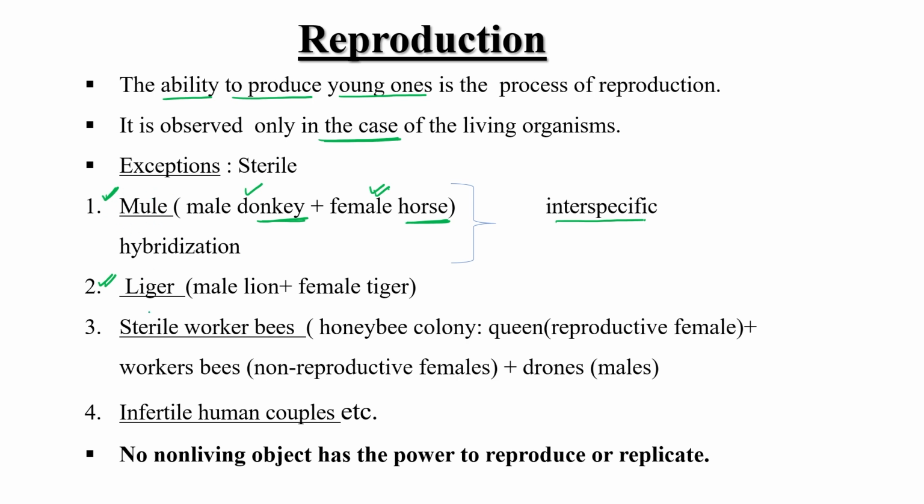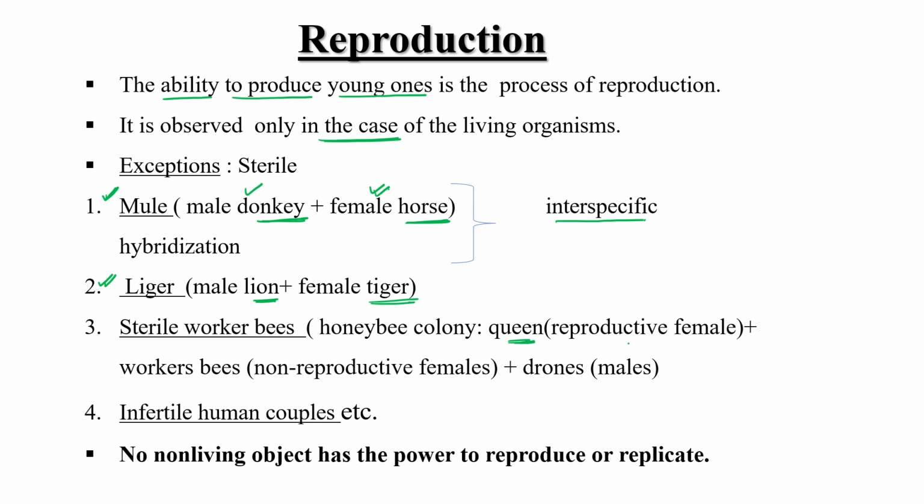Similarly, liger. Liger is a baby of a male lion and a female tiger. Both species, male lion and female tiger. So this liger is also a sterile one. So these are the certain exceptions. Similarly, the third exception is the sterile worker bee. In a honeybee colony, there are three types of bees. First is the queen.